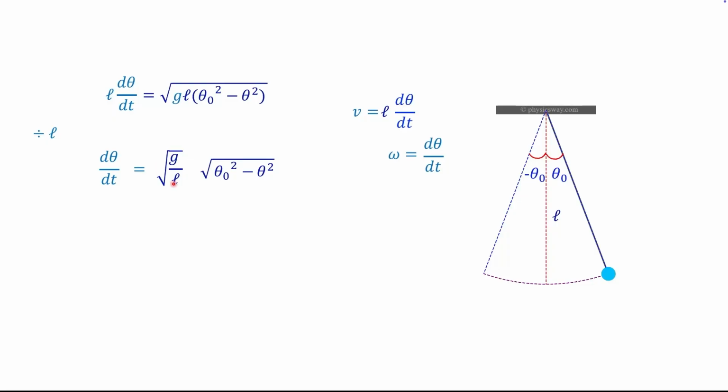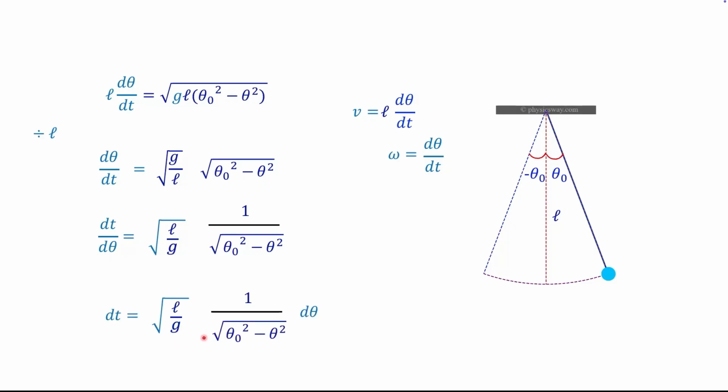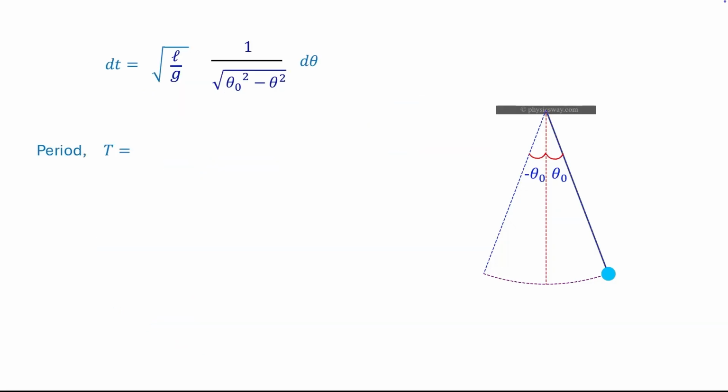I have separated the square root of g over L. Now take the reciprocal of the left-hand side and the right-hand side. Next solve this equation for dt by multiplying both sides by d theta. To find the period of the pendulum, we need to integrate dt.